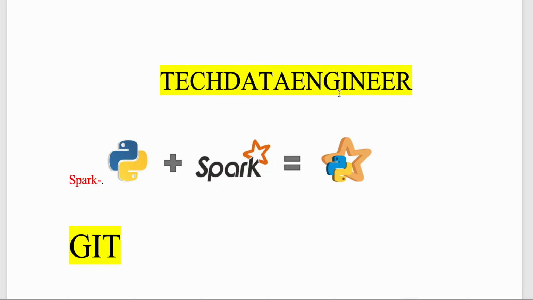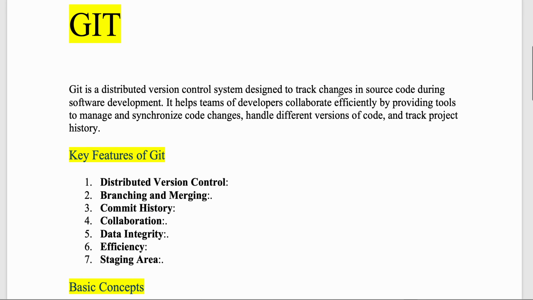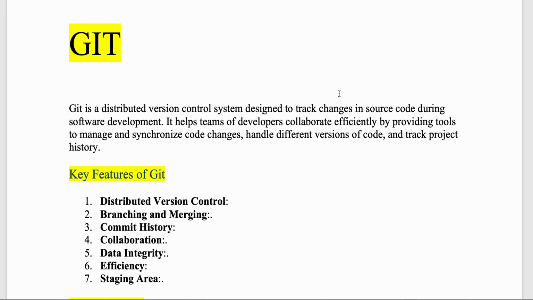So what is the benefit of Git? There are many benefits and key features of Git. First is distributed version control. Second is branching and merging. Third is the commit history. Fourth is collaboration, data integrity, efficiency, and the staging area. So these are all the key features. We will see what this distributed version control is.